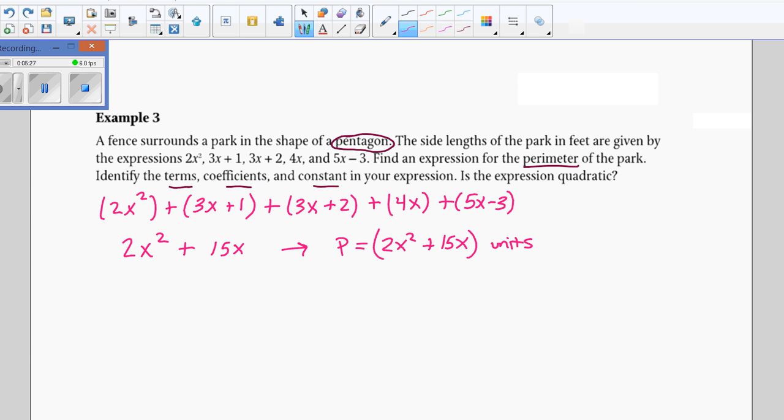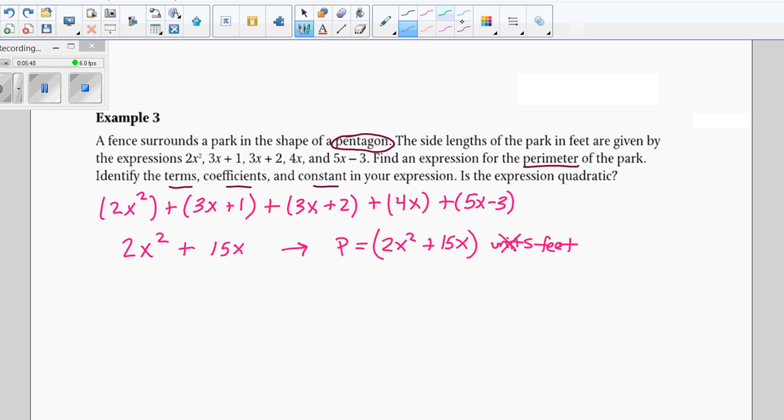Alright, so I wrote this out for you guys to see. So here's my 1, 2, 3, 4, 5 sides. When you add up all your like terms, you get 2x squared plus 15. Constants canceled out, so your perimeter is equal to 2x squared plus 15x. Make sure you put parentheses around it and whatever the units may be. Actually, it should be feet. Sorry.